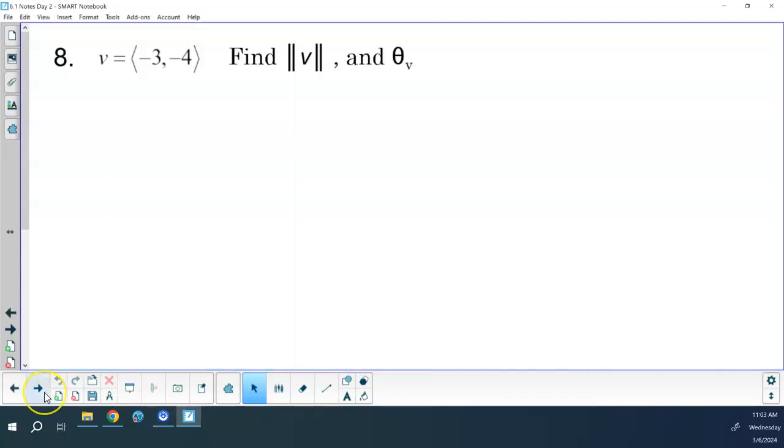All right. So we ended with number 8 yesterday, which is a great place to pick up today. Vector V is -3, -4. I want you to find me the magnitude of V and the direction angle of V. Side note, you will probably need a calculator for the direction angle. Go.